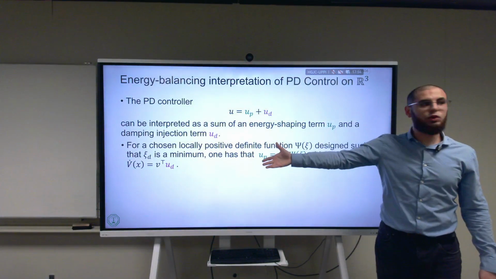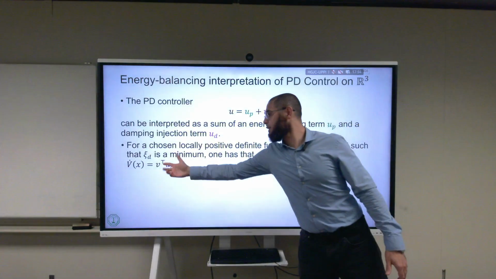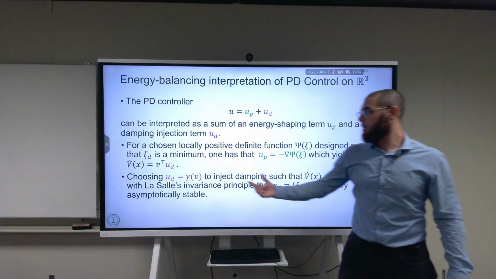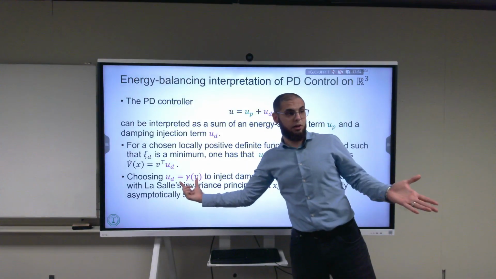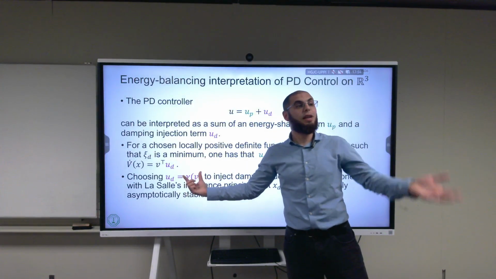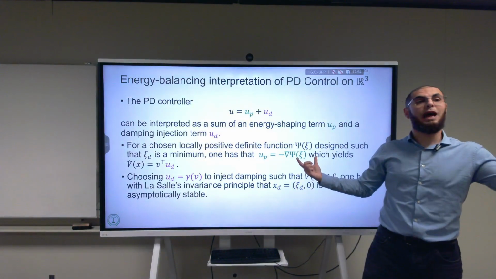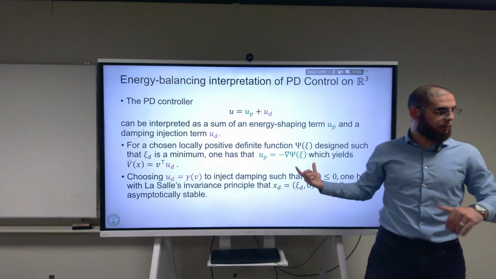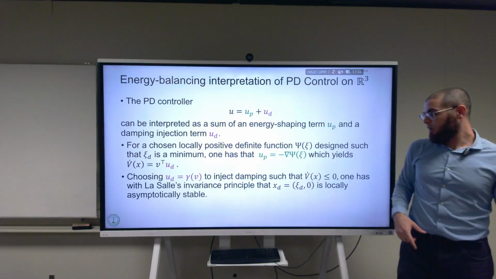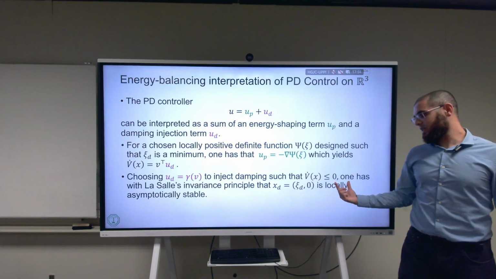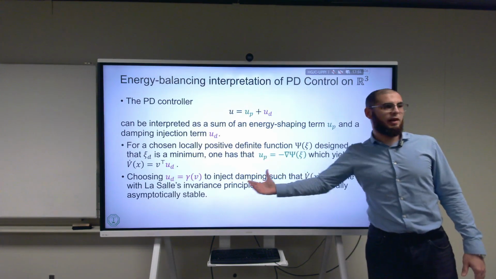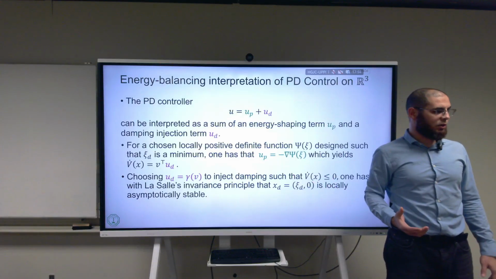I just choose the UD to be some function of the V. It can be in general, by the way, a nonlinear function of the V. And here even the psi, I can have a nonlinear function of the psi itself, of the position. And I design it such that V dot is less than or equal to 0. And then using LaSalle's invariance principle, I can show that this is locally asymptotically stable.